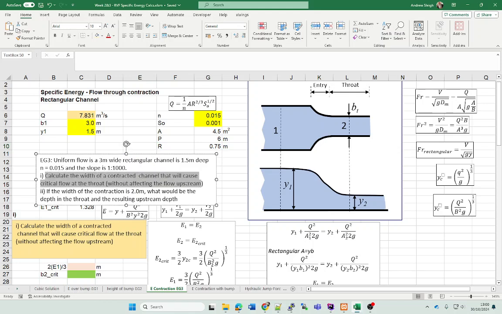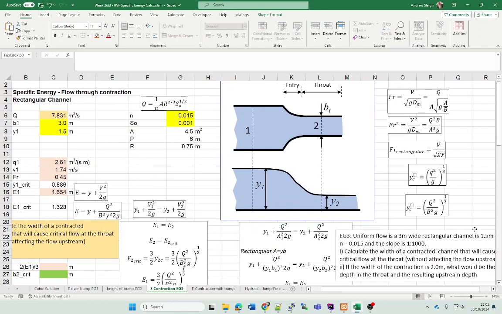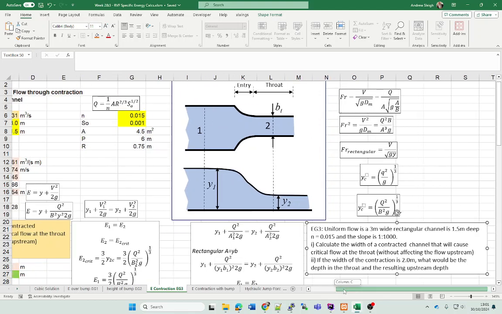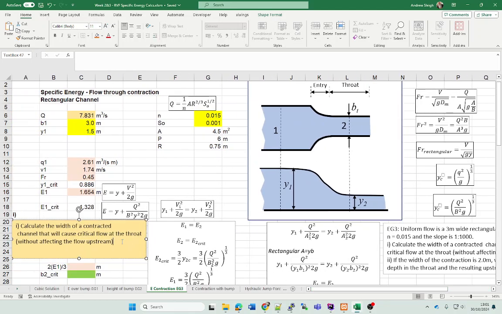There's two questions in this example. Calculate the width of a contracted channel that will cause critical flow at the throat, so at the narrow bit. We're going to have critical flow, that is, we're going to have critical depth at that point. So that's what it's telling you. And then the second part, if the width of contraction is 2 metres, what would be the depth in the throat and the resulting depth upstream at 1? Okay, I'm going to move this out of the way because it's on the sheet already. So we're going to go straight into doing this calculation.